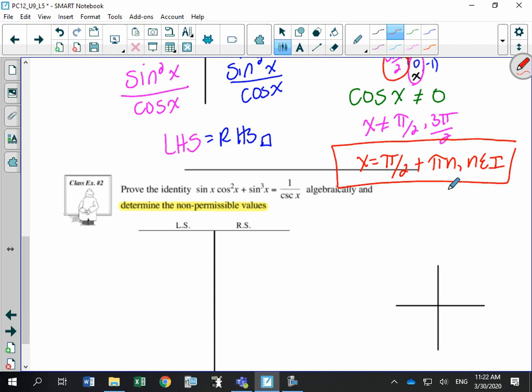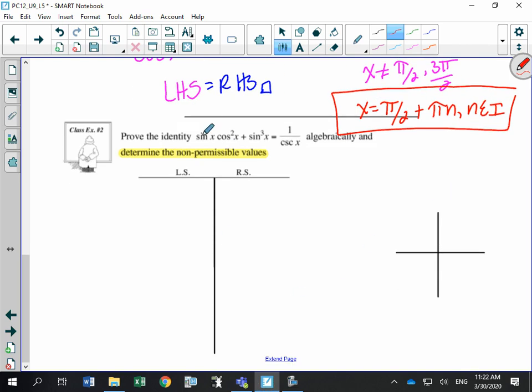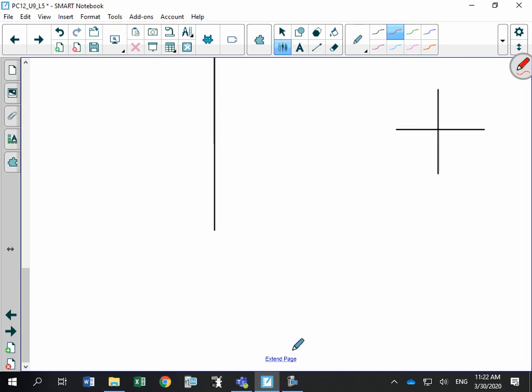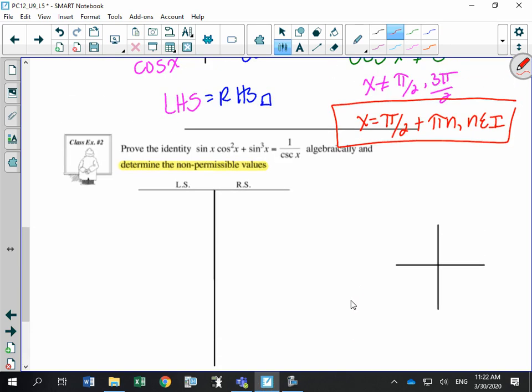Okay, let's look at class example 2. Sine of x over cos squared of x plus sine cubed of x is equal to 1 over cosecant of x. So we're going to verify this algebraically, and we're going to determine the non-permissible values. So in order to do this, let's write our left-hand side and right-hand side. Right-hand side is 1 over cosecant of x, and left-hand side, it looks really crazy, but you'll see how nicely this is going to clean up, is sine of x over cos squared of x plus sine cubed of x.